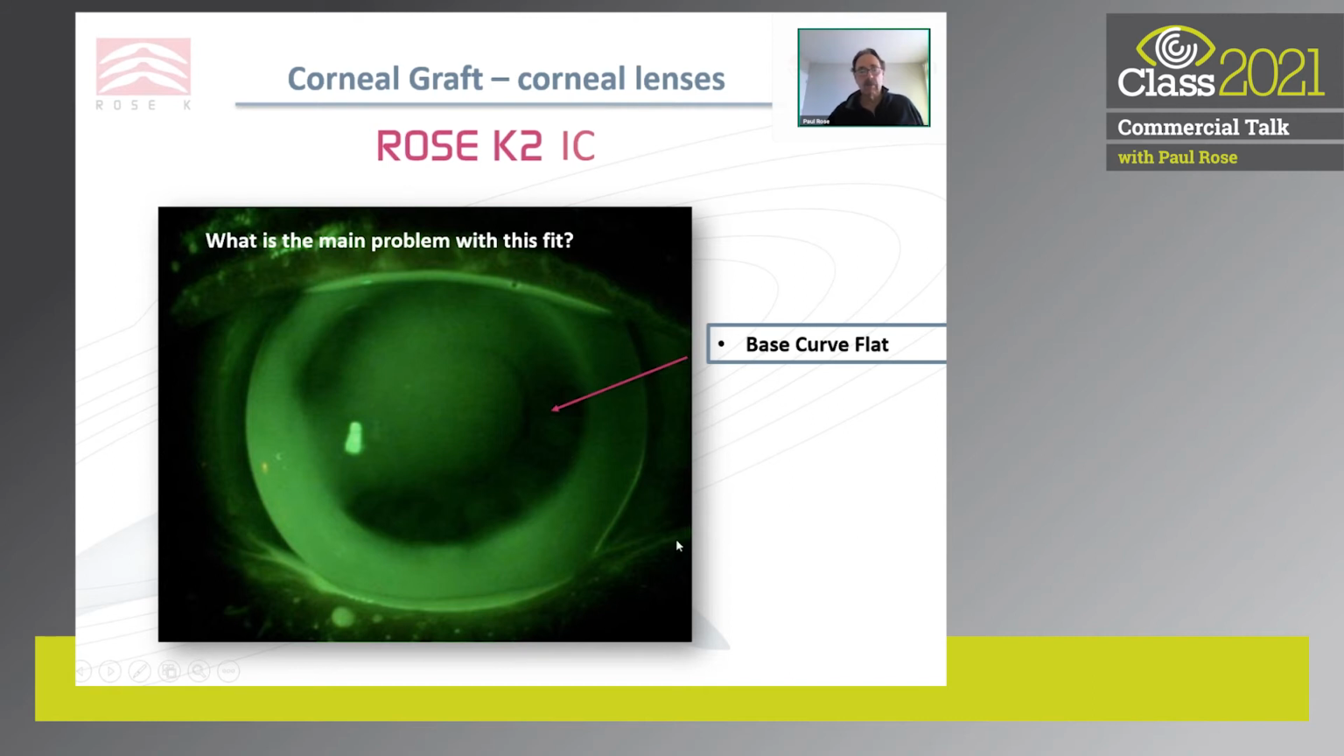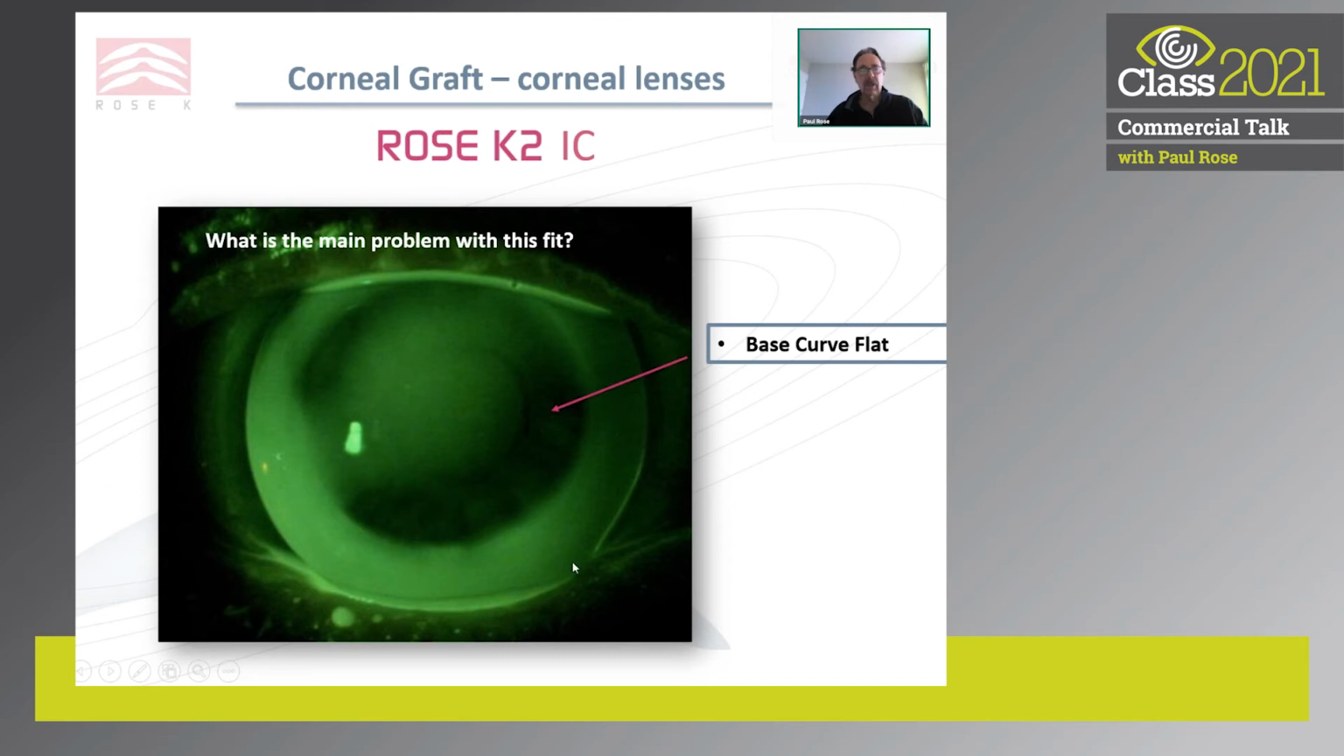So this would not be successful. What we want to do is steepen up that base. When you steepen up Rose K lenses, the peripheral fit will also tighten. So you can't look at this and say, okay, I'm just going to go 0.2 steeper with my base curve and decrease the lift here, because once you go 0.2 or 0.3 steeper, as is required here, your edge lift might be absolutely perfect.